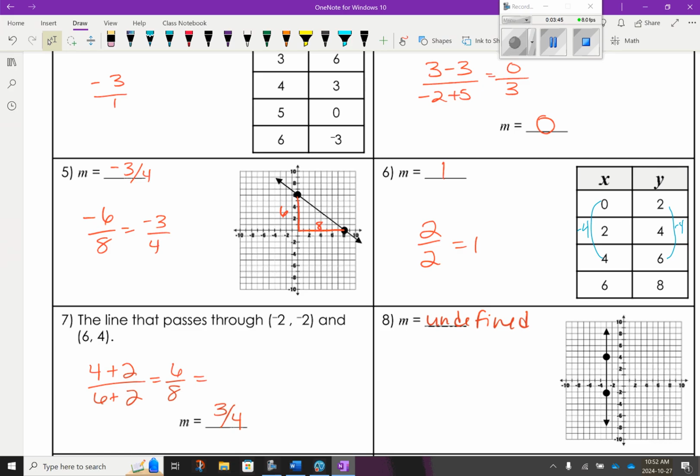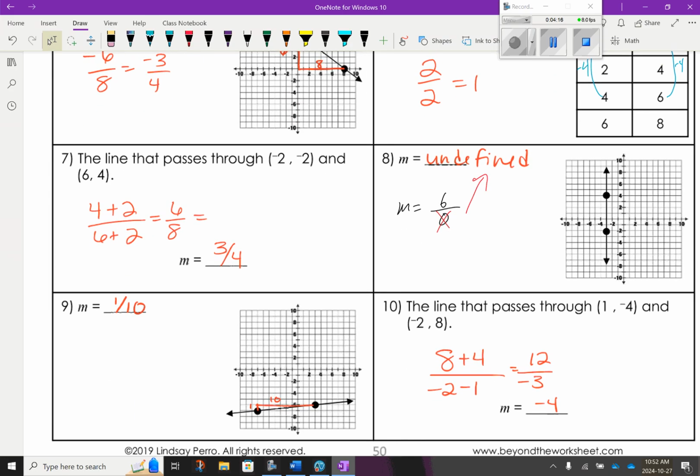For number 8, our slope here is undefined because, again, if we count spaces here, they've gone up 1, 2, 3, 4, 5, 6 spaces, but haven't gone either left or right. You cannot divide by 0. Anytime you try and do that, we say that's an undefined value.